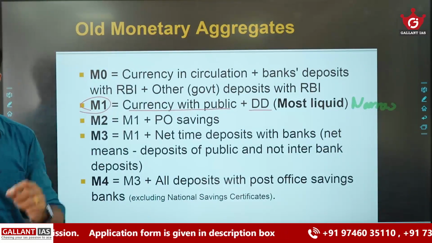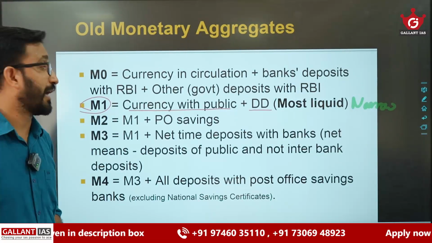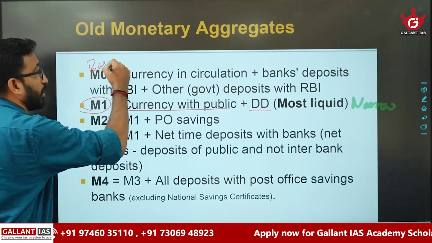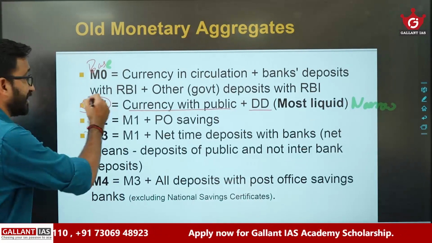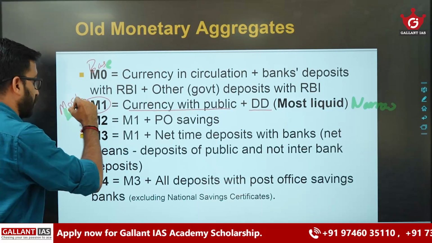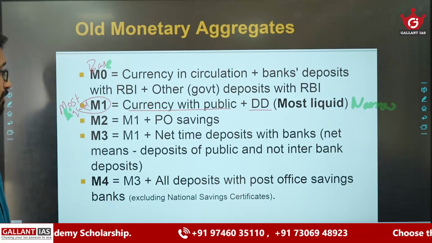So M1 is also known as narrow money, and it is the most liquid monetary aggregate out of these. M0 is the base, and M1 is the most liquid one. Okay, most liquid one. Now come to M2 and M3.